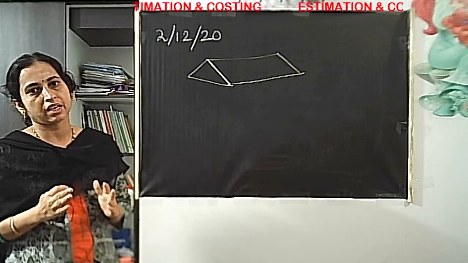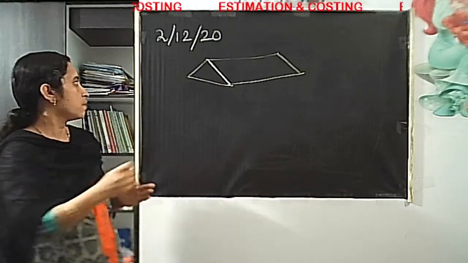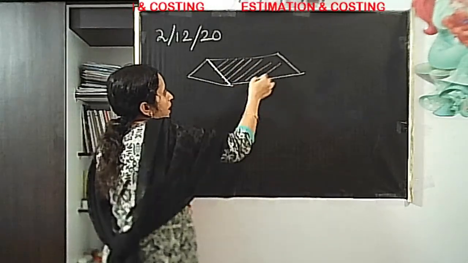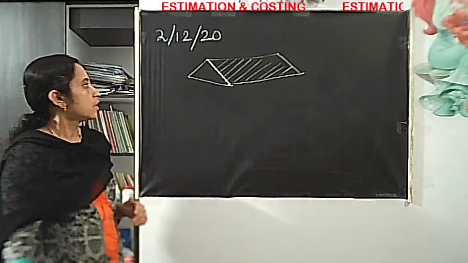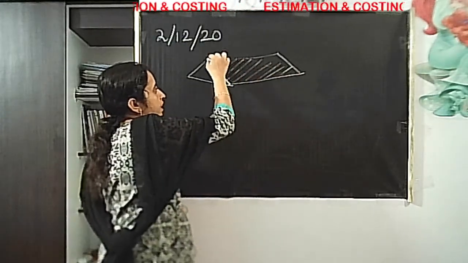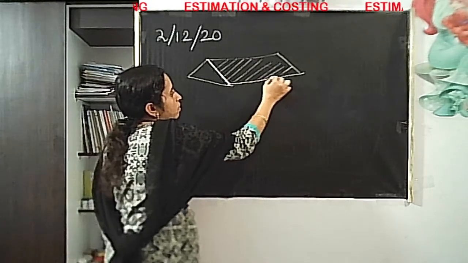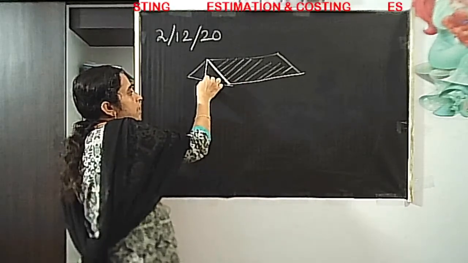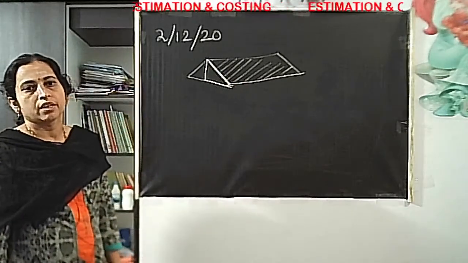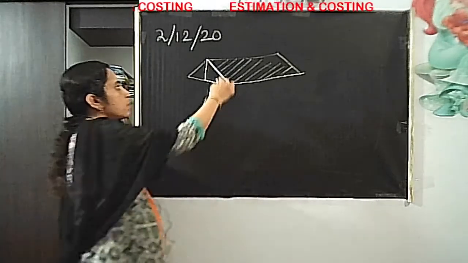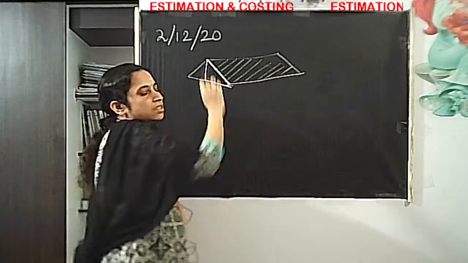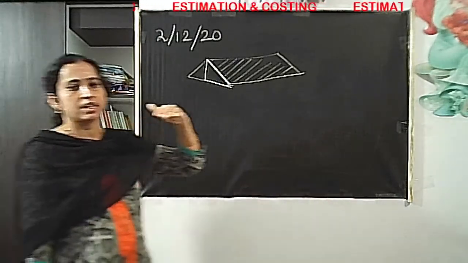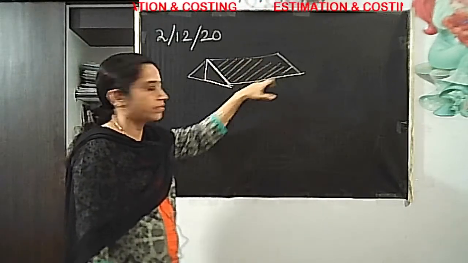Why do we need the inclined length? Because we want to calculate the area of the roofing. To calculate the area of the roofing, we need this dimension. We will always know this dimension, but we do not know this one. When we do not know this dimension, we apply the Pythagoras theorem to find out this length. After calculating the inclined length, it becomes much easier for us to calculate the area.